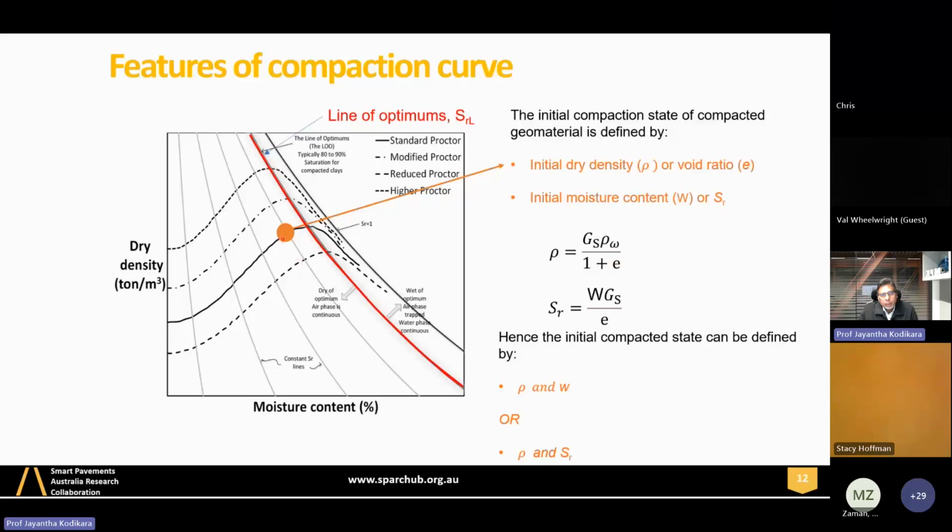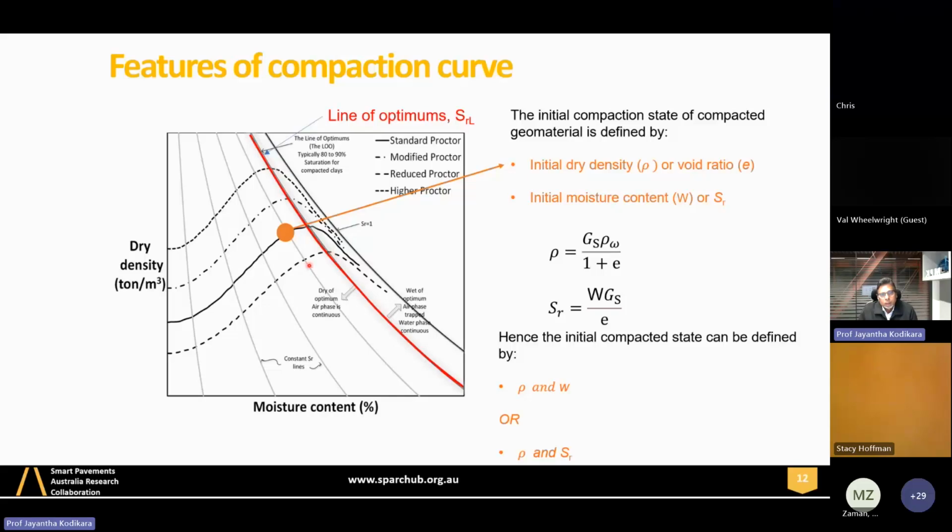So what you are seeing is a family of curves. I have drawn a large dot here, and that is sitting on the standard Proctor curve. If you use standard Proctor energy to produce this compaction curve at different moisture contents, you get this inverted parabolic shape, and that represents the initial state of the compacted soil. If you used modified Proctor energy, your curve will be shifted upwards like that. And if you use even higher Proctor energy, up here; lower, reduced Proctor, like handheld machines and so on, you are down here.